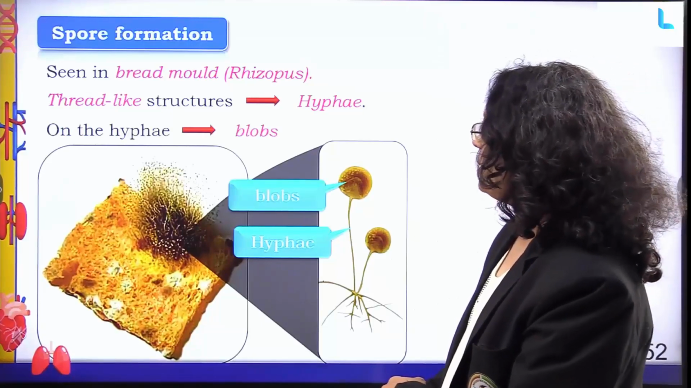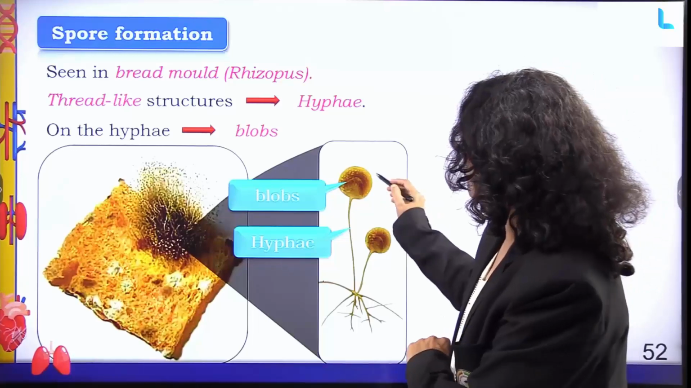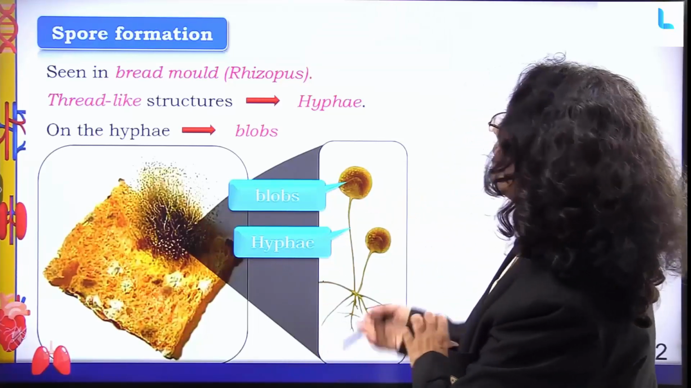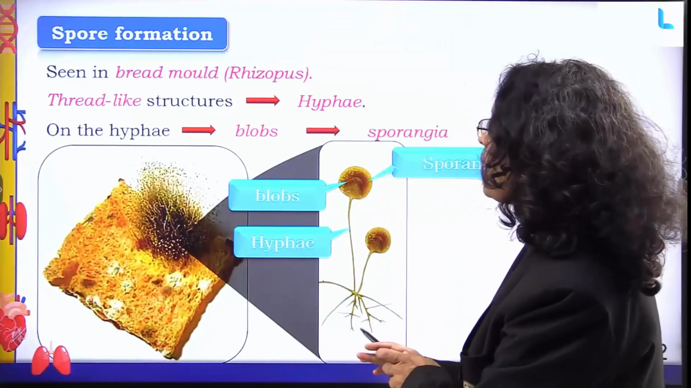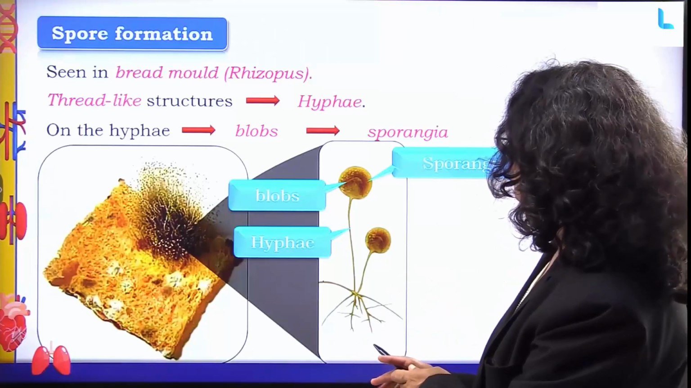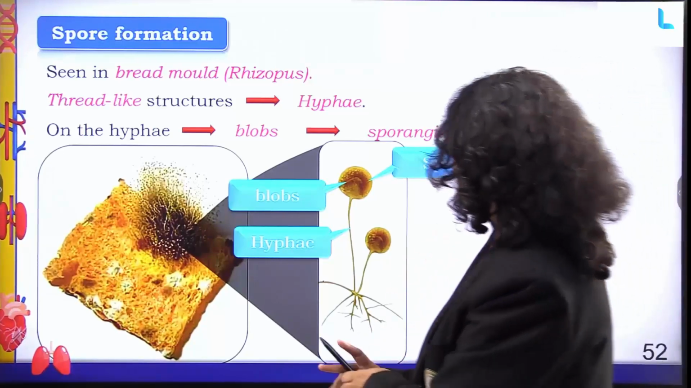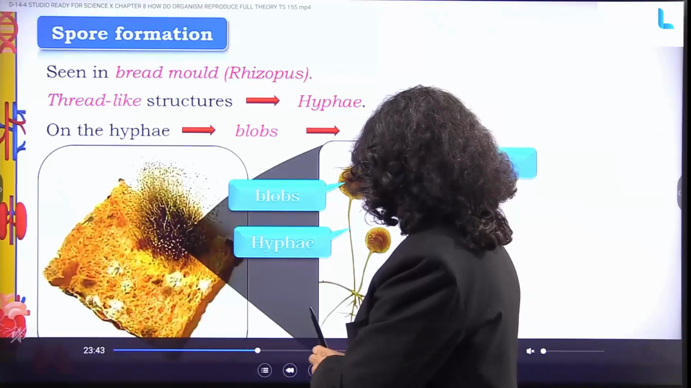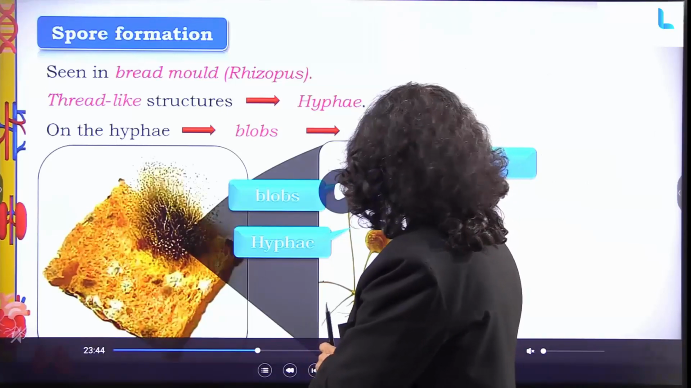The thread-like structure is the hypha, and the hypha has blobs. These blobs have spore formation. Spores are present in them, and this is called the sporangia. Sporangia have spores present in them.